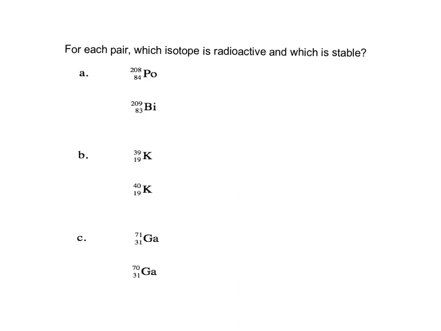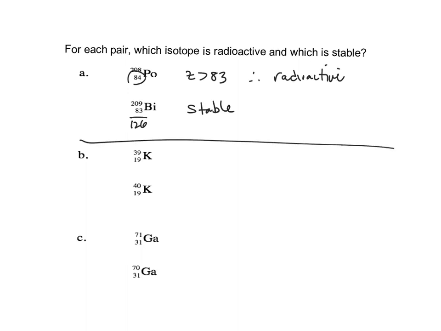Okay, so for this first one, we have polonium, where the atomic number Z is greater than 83, therefore it's radioactive. And then bismuth is going to be stable. So that one's simple. You don't have to do anything else for that. Actually, one more point here: that difference is 126, so that's a magic number associated with stability. So you see two things here that would lead to the same conclusion.